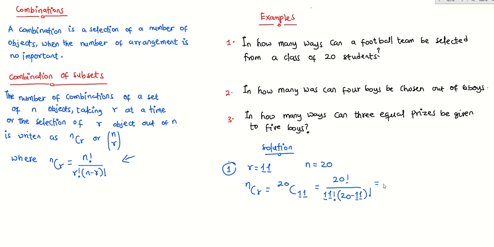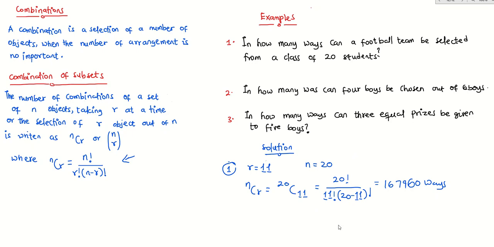So let's see what you're going to get. You're going to have 20 factorial divided by 11 factorial, multiplying 20 minus 11 factorial. This will give us a value of 167960 different ways. So these are the number of possible ways where order is not considered that we can select a football team from the class of 20 students.